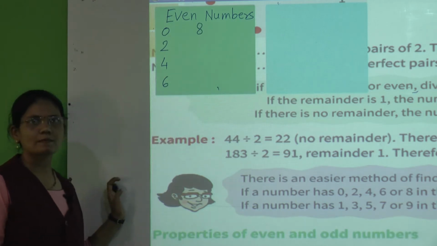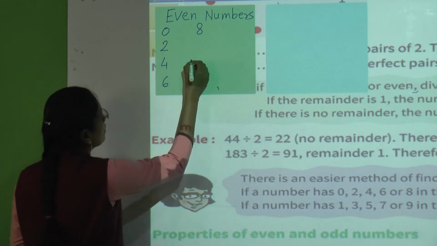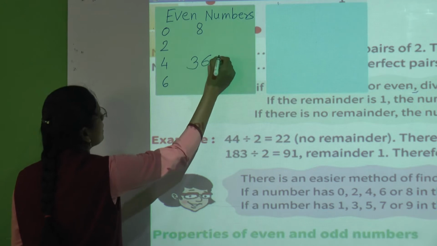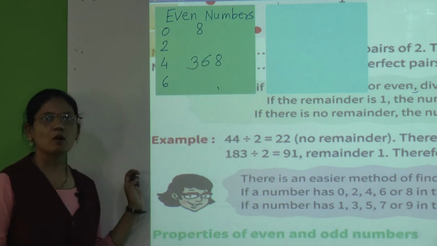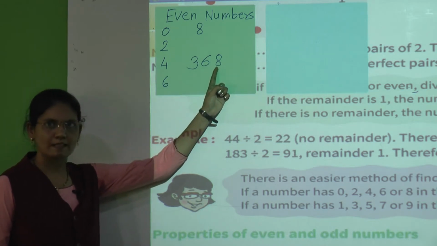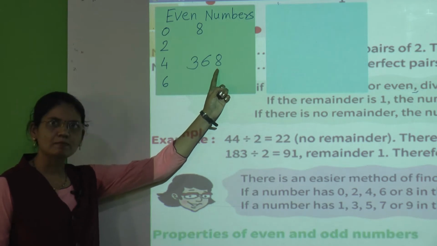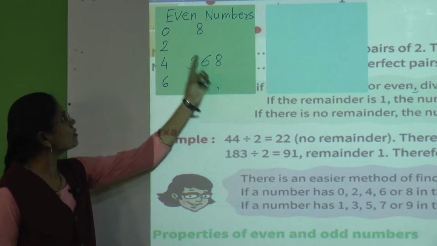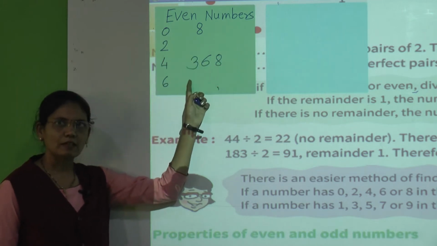But suppose I give you one number. Suppose the number is 368. This is a 3-digit number. So at that time, what do you have to do? You have to see the ones place number, isn't it? Which number is there at the ones place? Yes, 8 is there. So 8 is an even number. So this whole number is an even number.